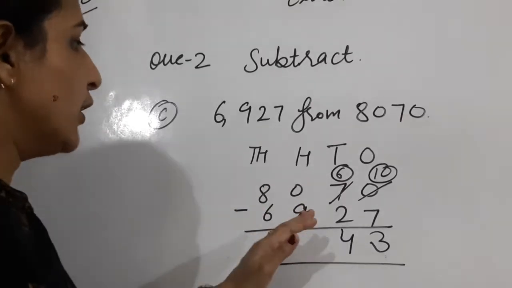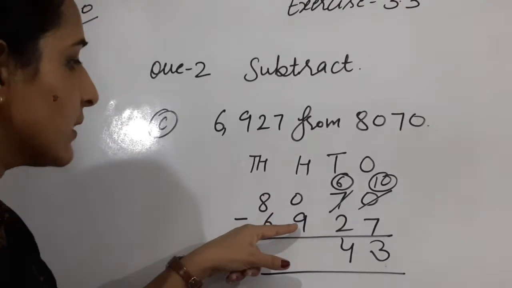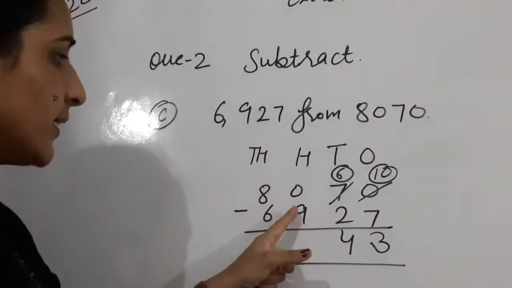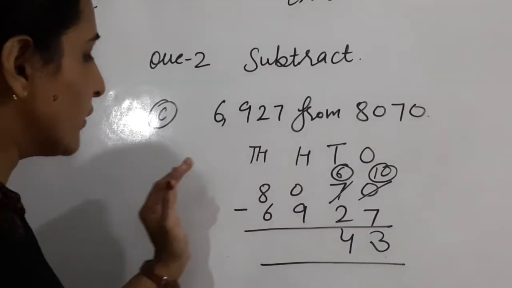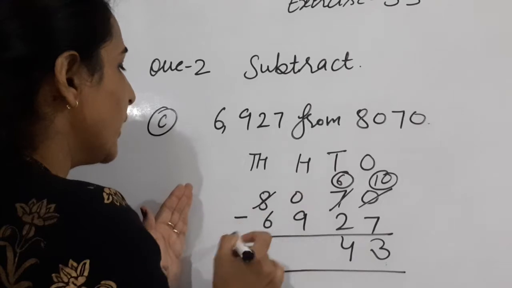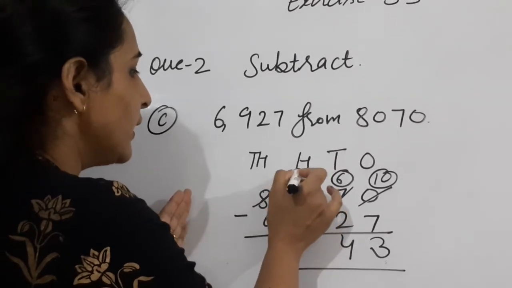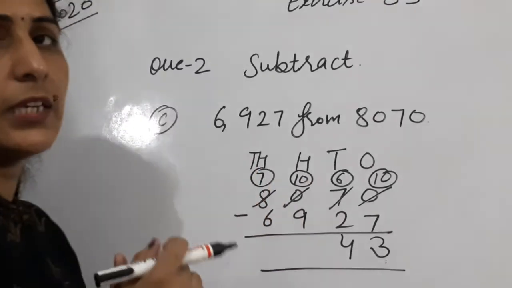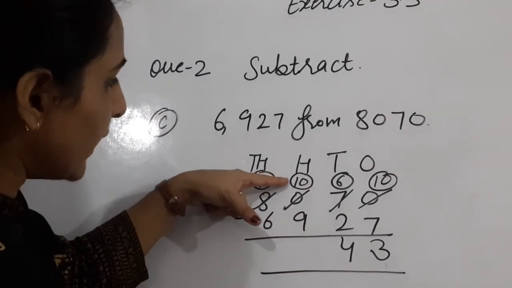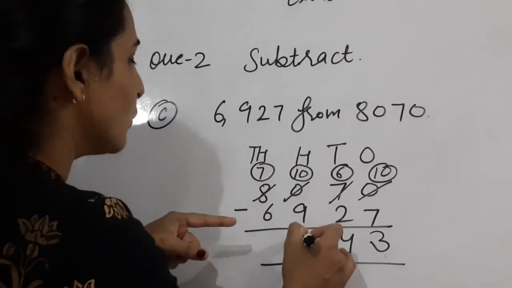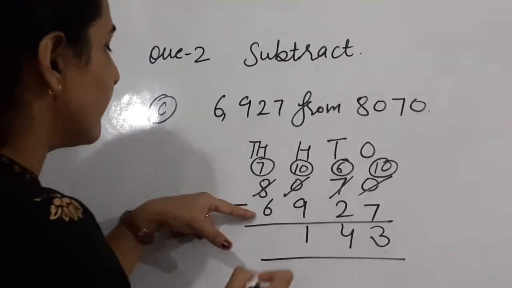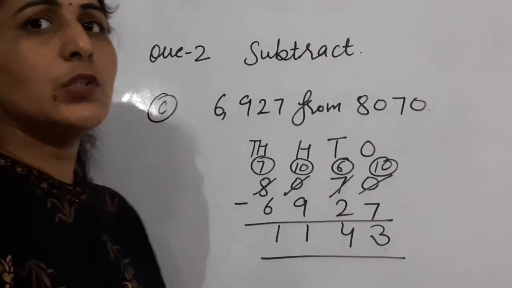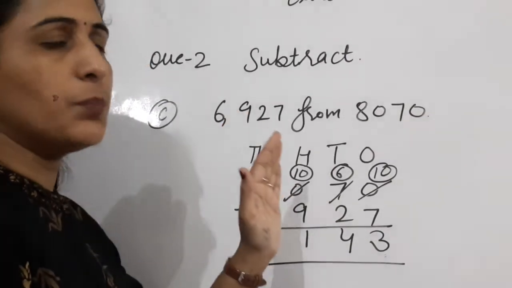Clear? Now in the hundred place there is 0, there is 9. We cannot subtract 9 from 0 because 9 is bigger than 0. So what do we do? We again take carry from there. So we make here 10 hundreds and here 7 is remaining. Clear all of you? So 10 minus 9 equals 1 and 7 minus 6 equals 1. Clear? In this way we do our exercise number 3.3.